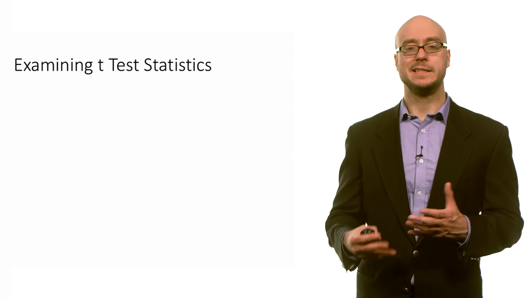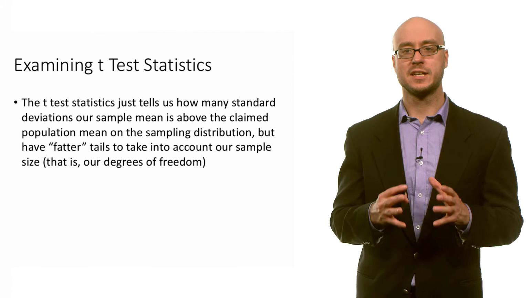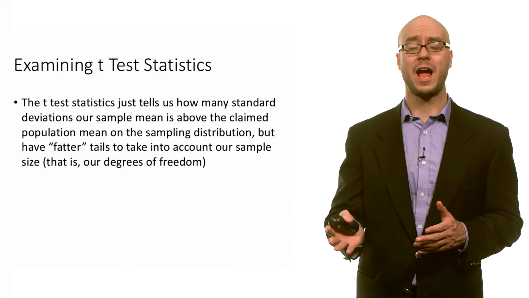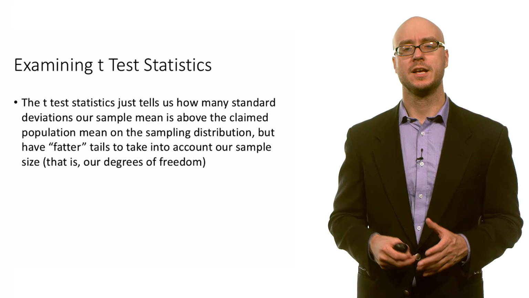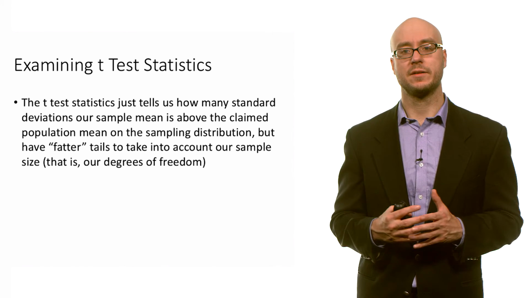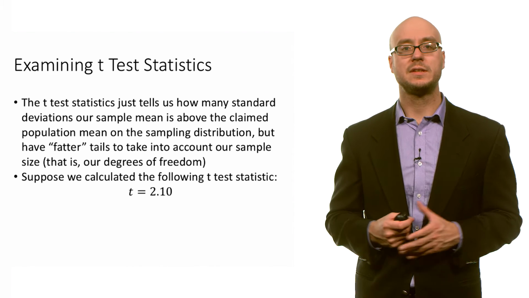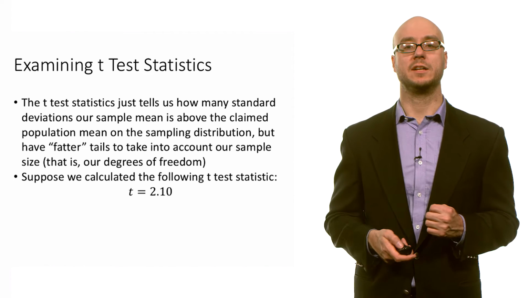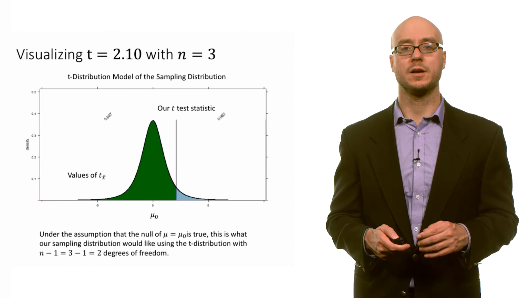So let's examine t-test statistics. The t-test statistic just tells us how many standard deviations our sample mean is above the claimed population mean, or how many standard deviations our sample mean is below the claimed population mean. But the important point is that with the t-distribution, the tails are fatter to take into account our sample size. So suppose we just calculate a t-test statistic of 2.10. Let's visualize this. Let's understand what's going on.